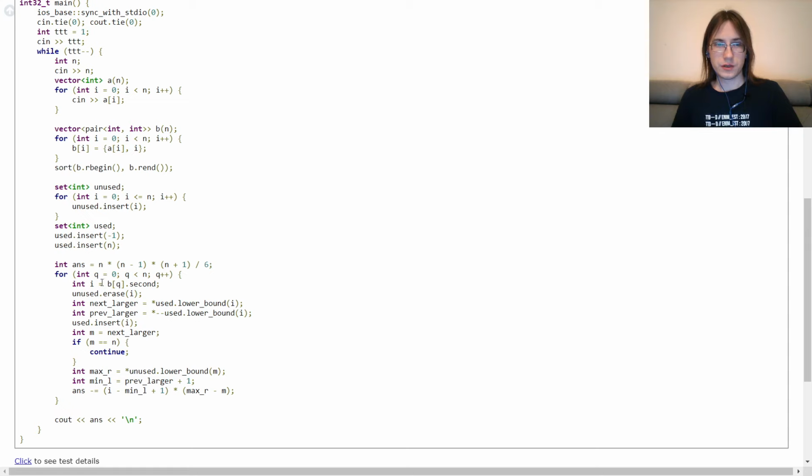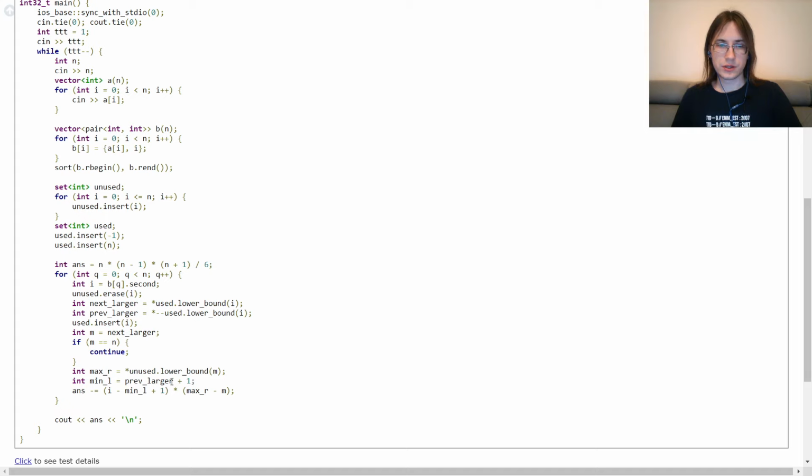The current element is at position i. So I erase i from the set of unused positions, and I find the next larger element and the previous larger element using a lower bound through the set used. And then I insert i into the set used. I set m to next larger, but if it's equal to n, then the next larger element does not exist, and I should skip such i. Otherwise, the maximal correct R is this, and the minimal correct L is this.